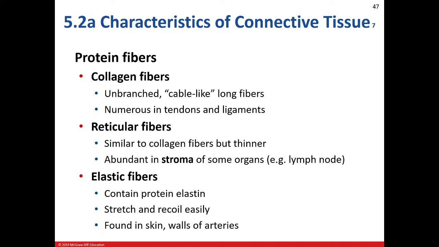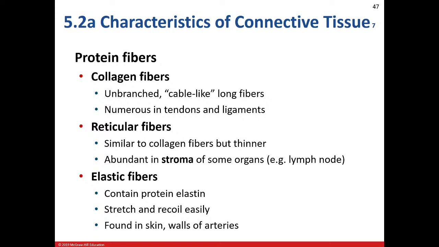So for protein fibers, the most abundant one is going to be collagen, which involves unbranched cable-like long fibers. And collagen is going to be especially numerous in tendons and ligaments. That's going to be mostly collagen, very densely packed. We also have reticular fibers, which are similar to collagen but thinner, and they're abundant in the stroma of some organs.